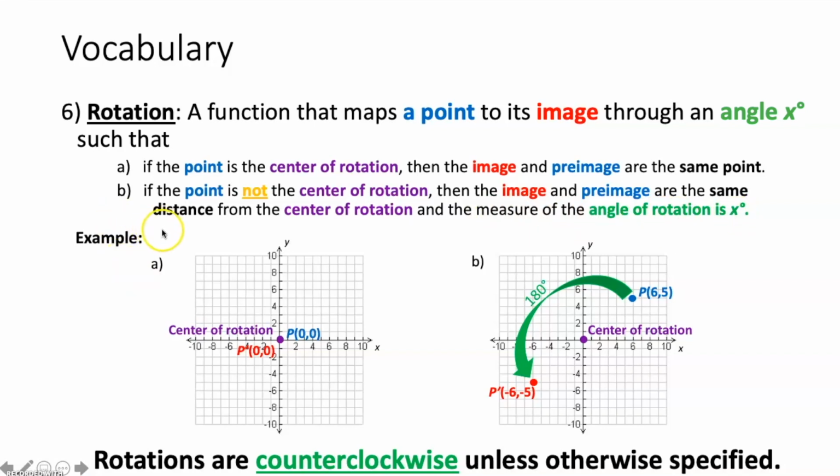So, this looks super complicated, but it's not. It's just saying that you have a point and you have its image. Your point is going to be rotated about a center of rotation x degrees. And once you do that, you will get the image of that point.